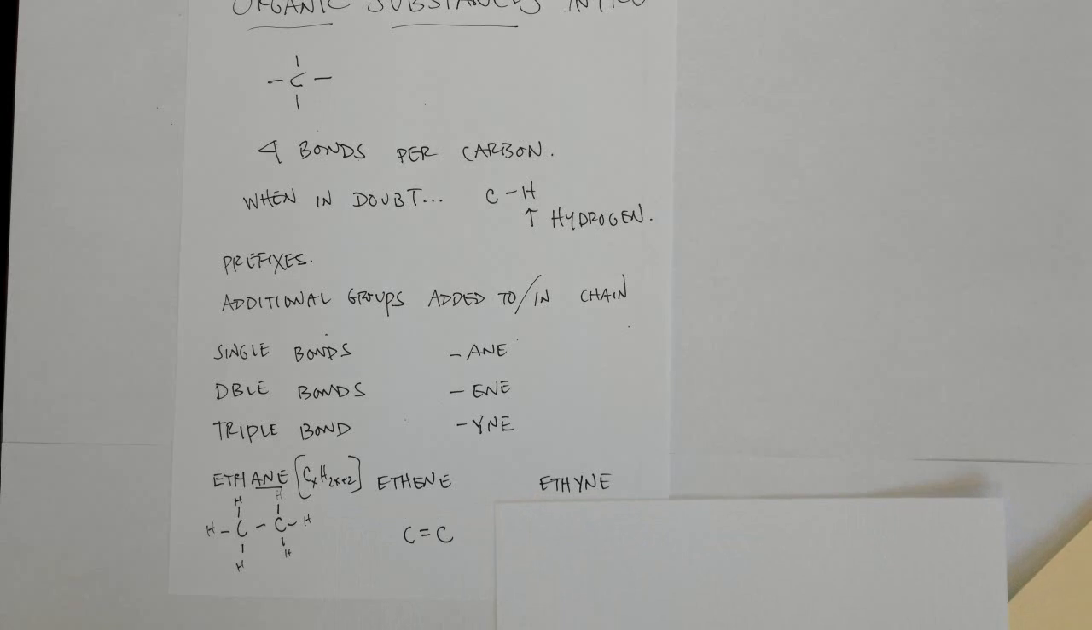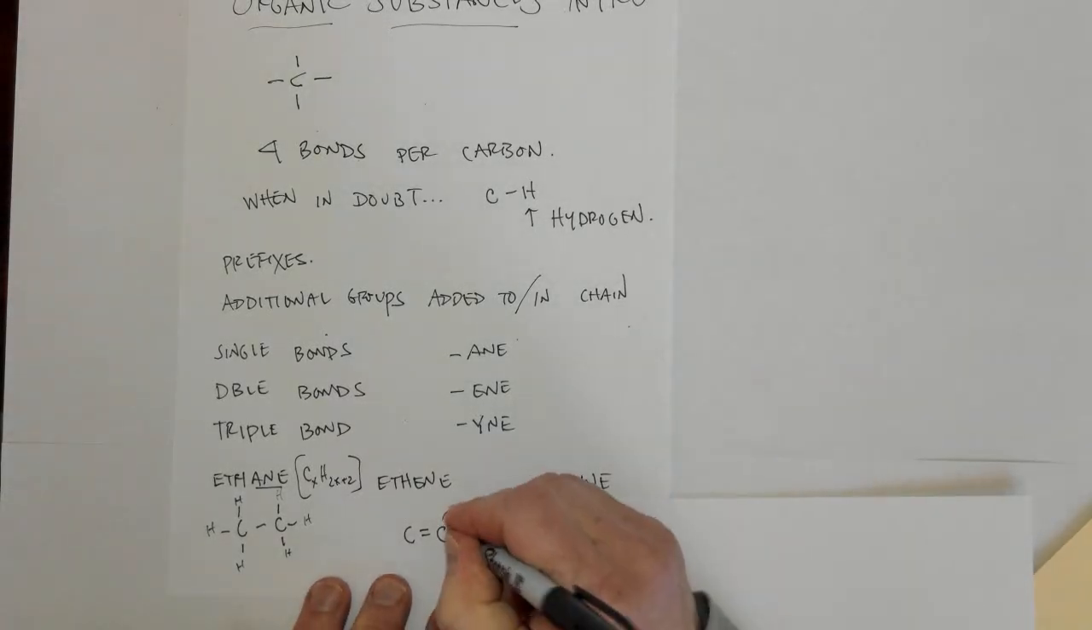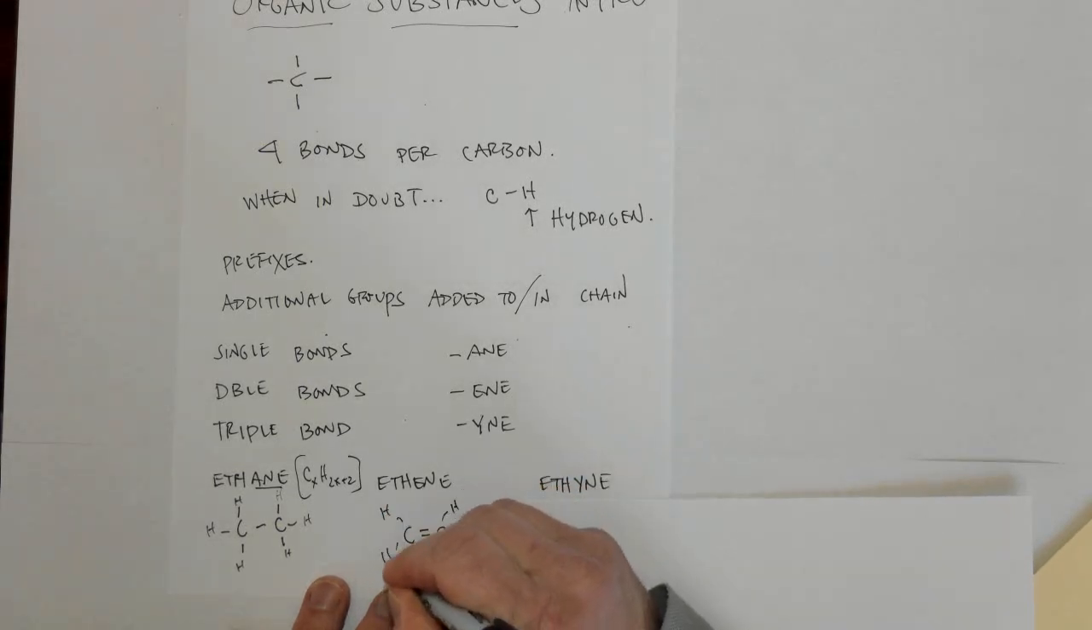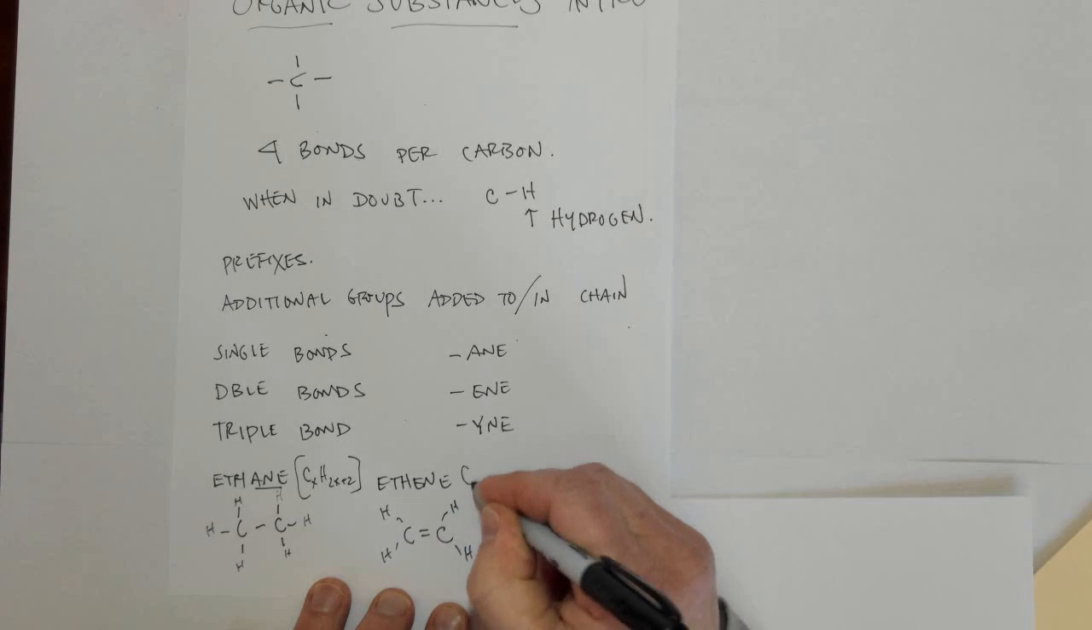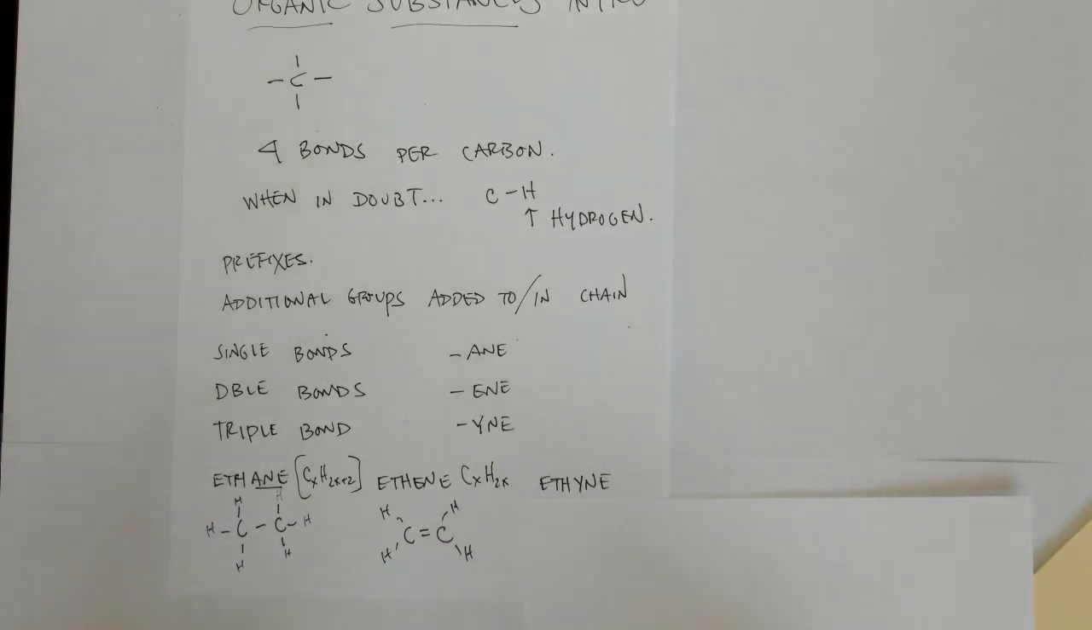Ethene would have a double bond, so it would have 2 carbons that are double bonded together, and then to complete 4 bonds around each carbon, each would only have 2 hydrogens. So this fits the format C to the X, H to the 2X. That's the way that alkenes fit all the time.